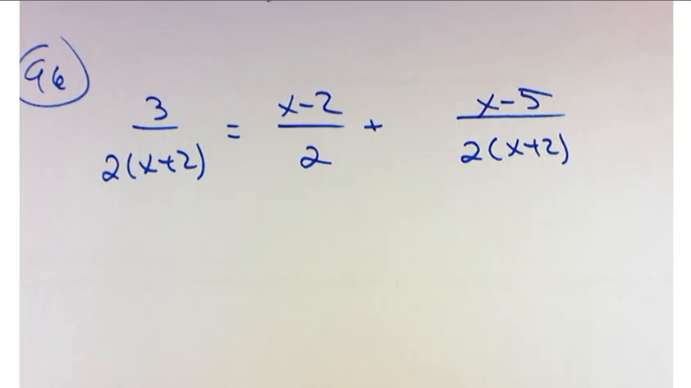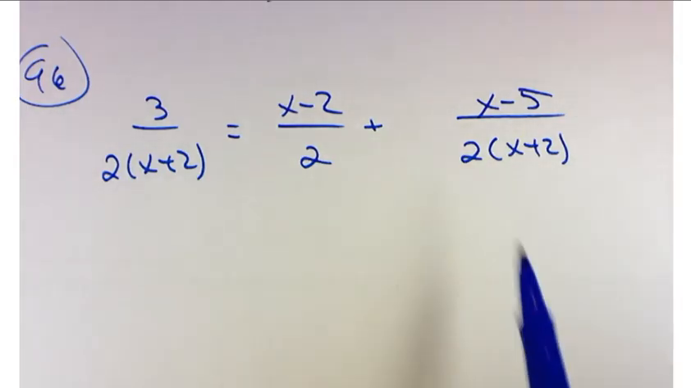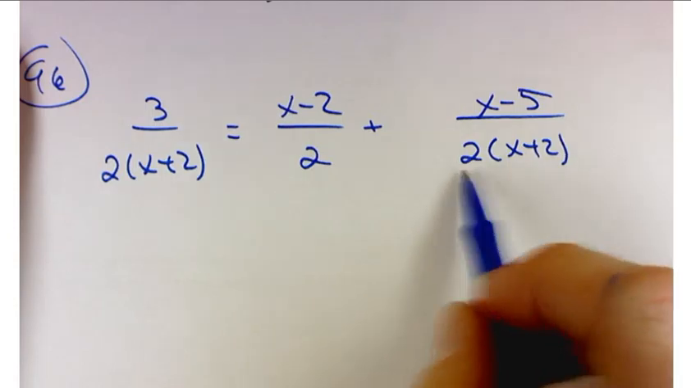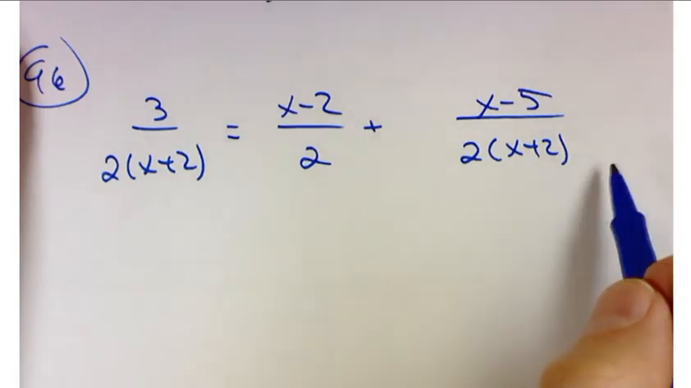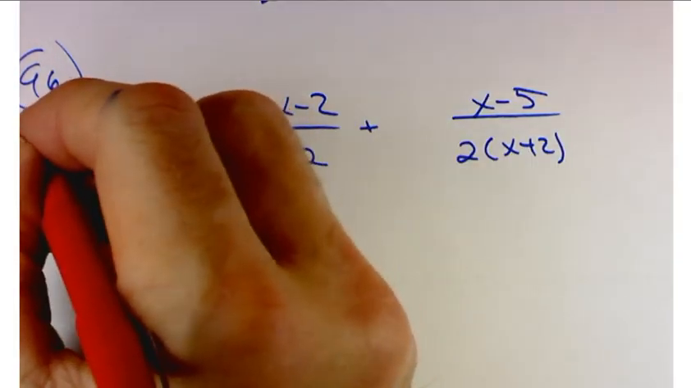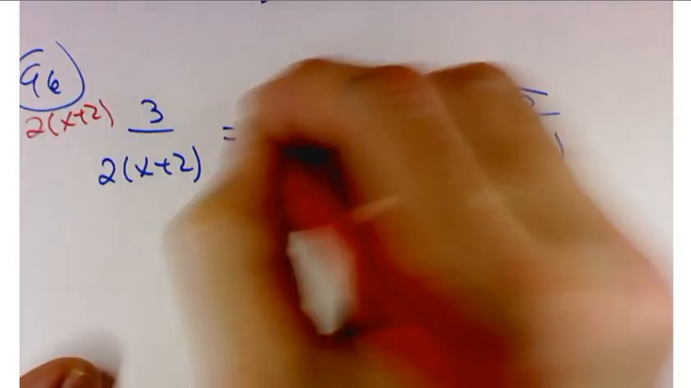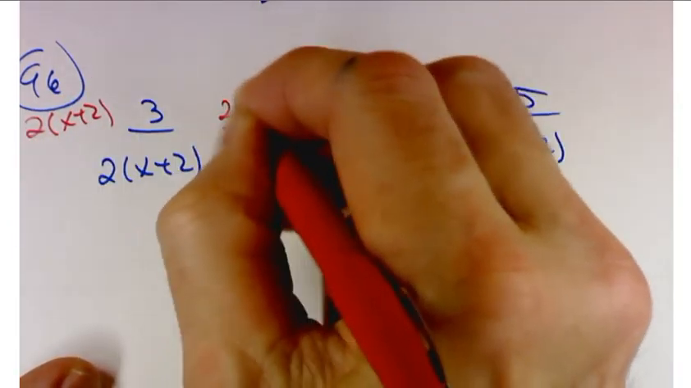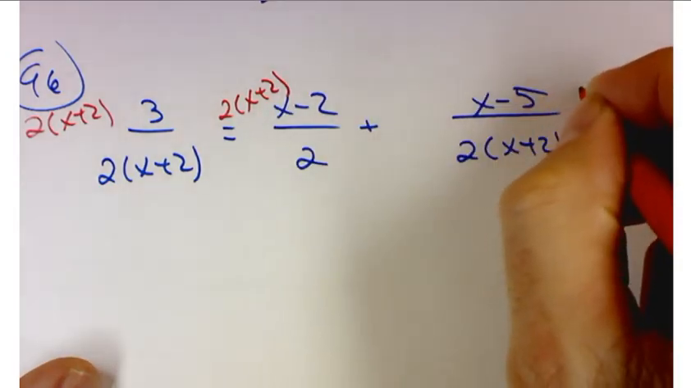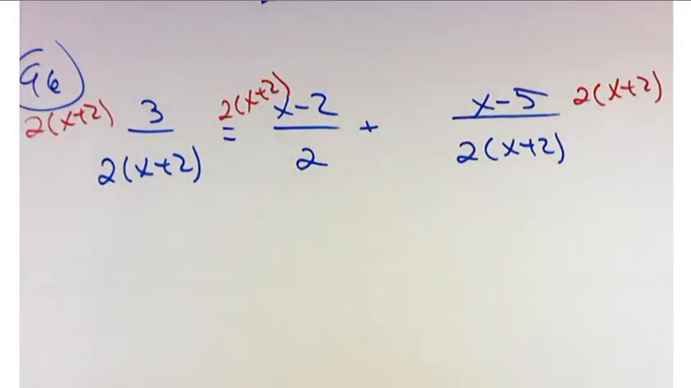What's the GCF for this problem? Good. Here it is right here. It's 2 times x plus 2. So that GCF is going to have to multiply each of these terms here. So I'll squeeze this in here. 2 times x plus 2. 2 times x plus 2. And 2 times x plus 2. So that GCF is going to multiply each of your denominators.